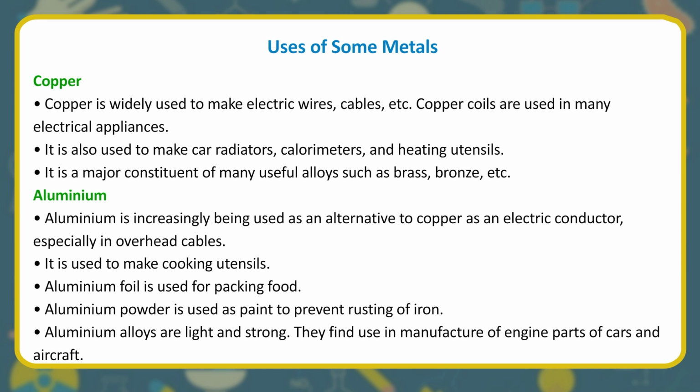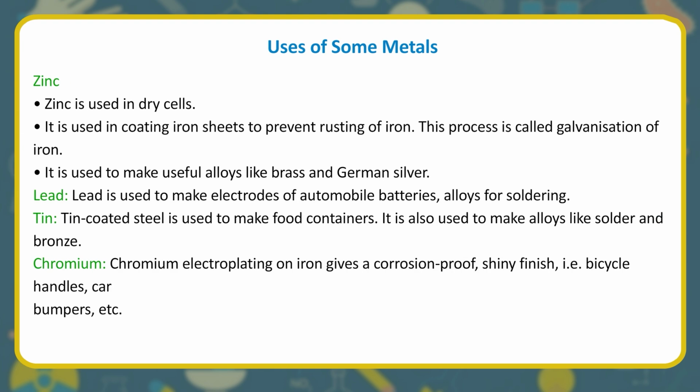Aluminium. Aluminium is increasingly being used as an alternative to copper as an electric conductor, especially in overhead cables. It is used to make cooking utensils. Aluminium foil is used for packing food. Aluminium powder is used as paint to prevent rusting of iron. Aluminium alloys are light and strong. They find use in manufacture of engine parts of cars and aircraft. Zinc. Zinc is used in dry cells.